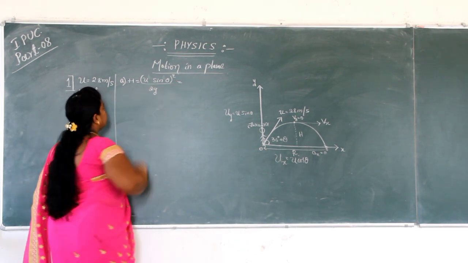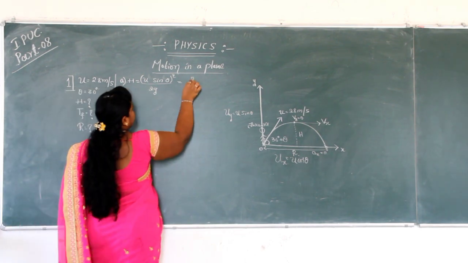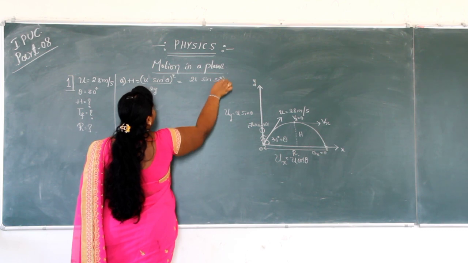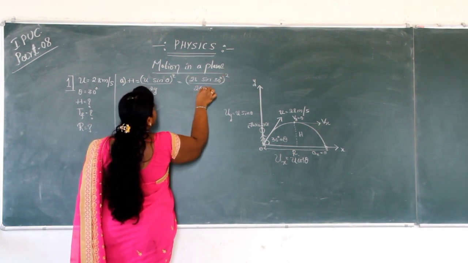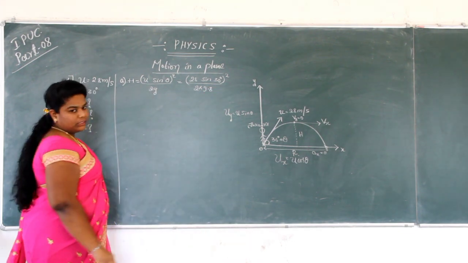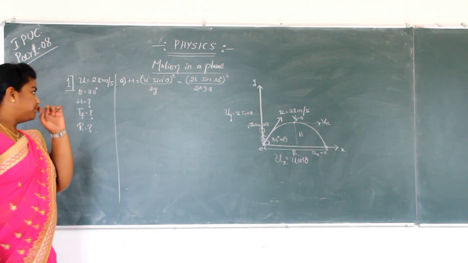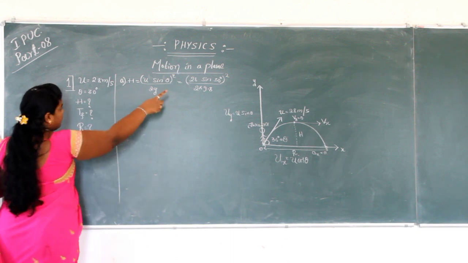So what is u here? U is 28 meter per second. Theta is 30 degree, so sin 30 degree, whole square, divided by 2g. G is 9.8 meter per second square. Let me go to the g value. So g is 9.8 meter per second square. Please be careful. You should know the trigonometry values.